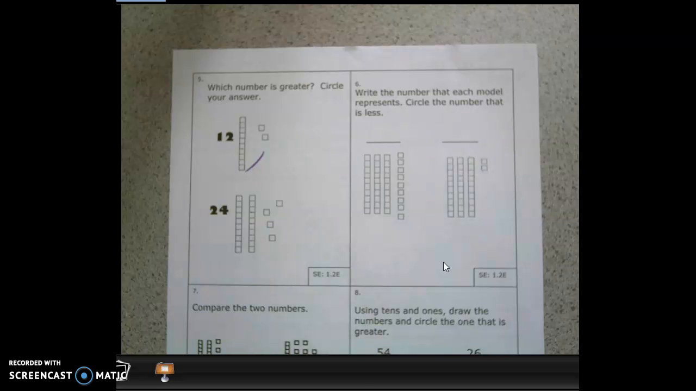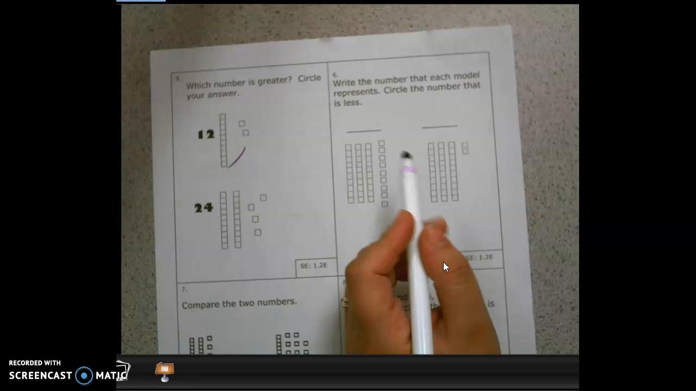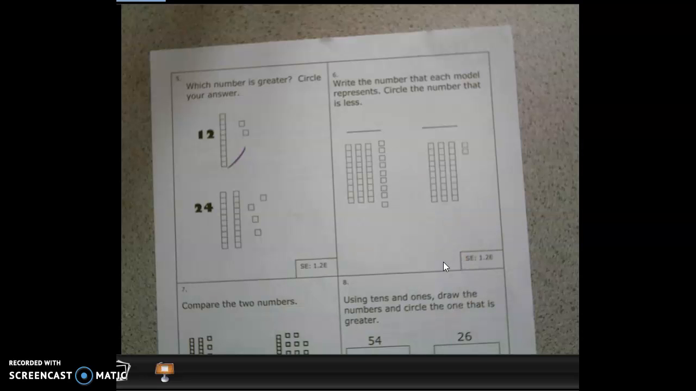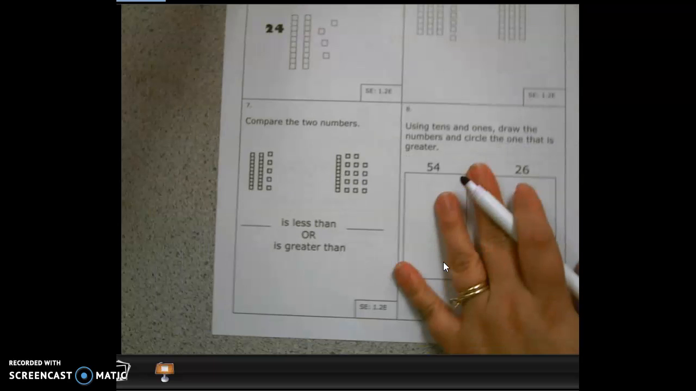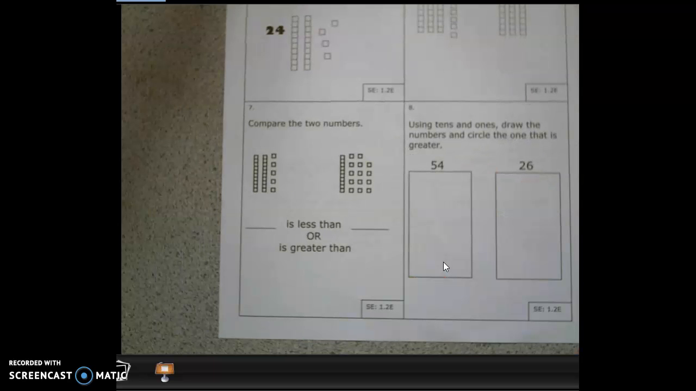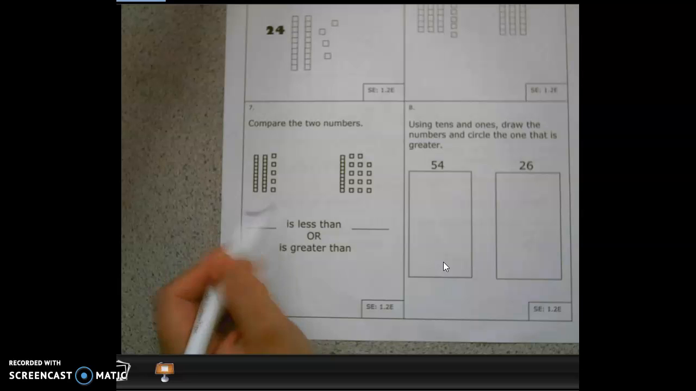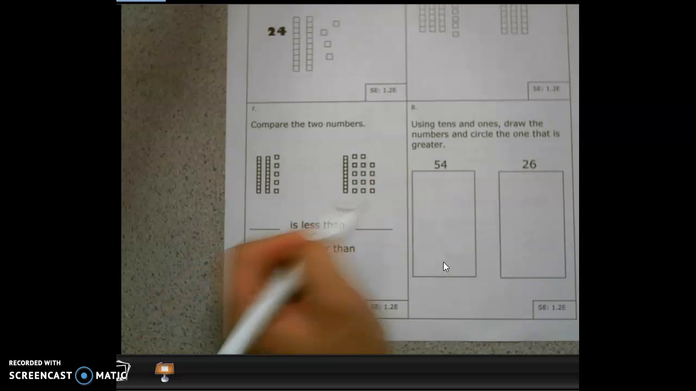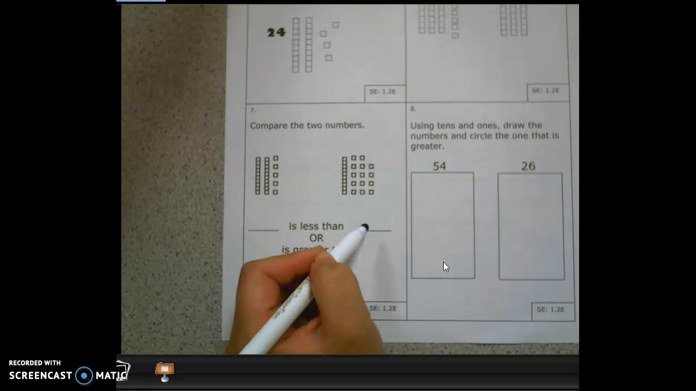How are we going to write the number? Standard form. And standard form means we just write the number. Thank you, boys and girls. Once you've written the numbers, you're going to circle the one that is less. Circle the one that is what? Thank you. 7. You're going to do the same thing. We're going to count and then write the number in standard form. Count, write the number in standard form.